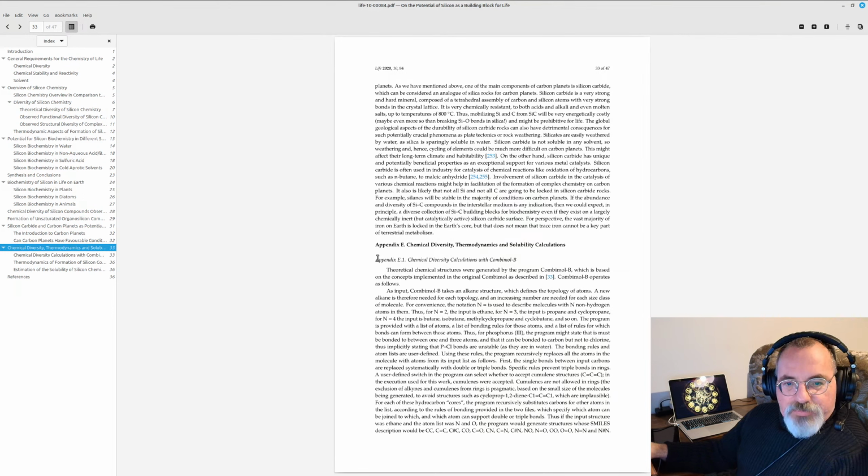Appendix E. Chemical diversity, thermodynamics, and solubility calculations. Appendix E1. Chemical diversity calculations with Combimol B. Theoretical chemical structures were generated by the program Combimol B, which is based on the concepts implemented in the original Combimol as described in footnote 33. Combimol B operates as follows.